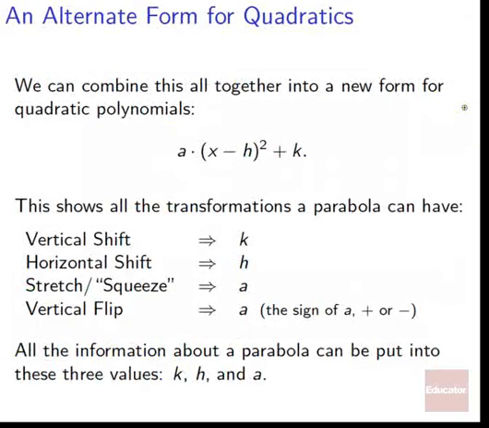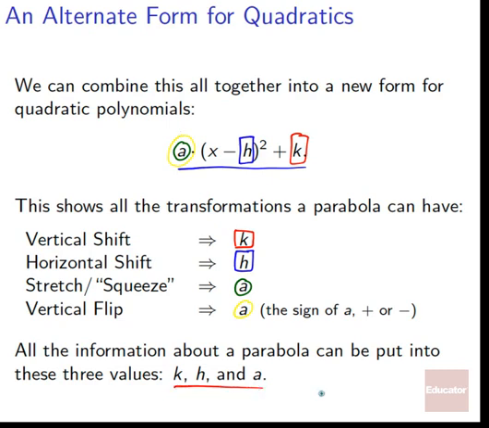All right. We can combine all this together into a new form for quadratic polynomials: a times x minus h squared plus k. This shows all the transformations a parabola can have. Our vertical shift is the plus k over here. The horizontal shift is the minus h portion inside of the squared. The stretch or squeeze is the a right there. And the vertical flip is also shown by the a, based on its sign. If the a is positive, then we're pointed up. If the a is negative, then we're pointed down. So all the information about a parabola can be put into just these three values: k, h, and a.